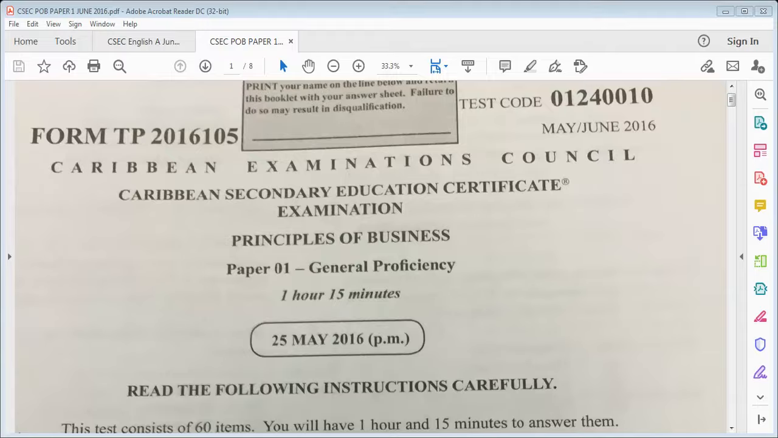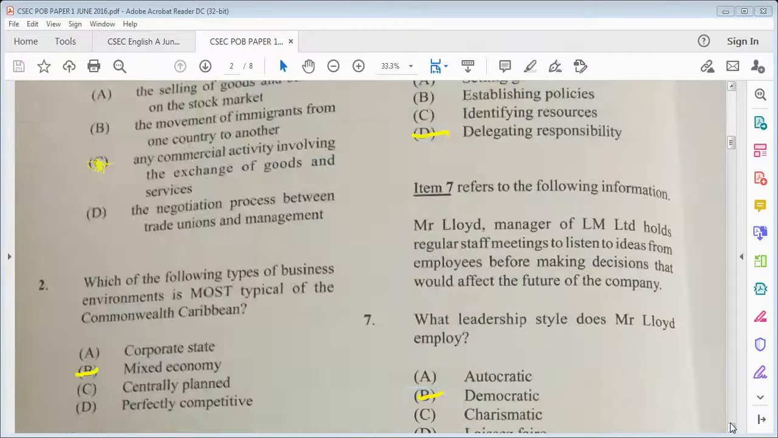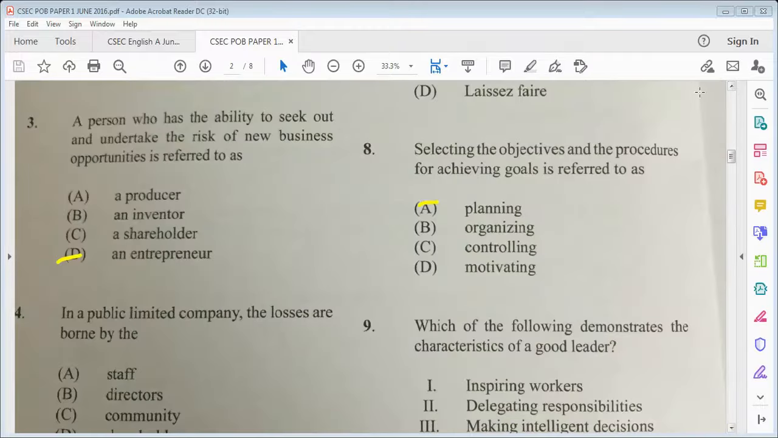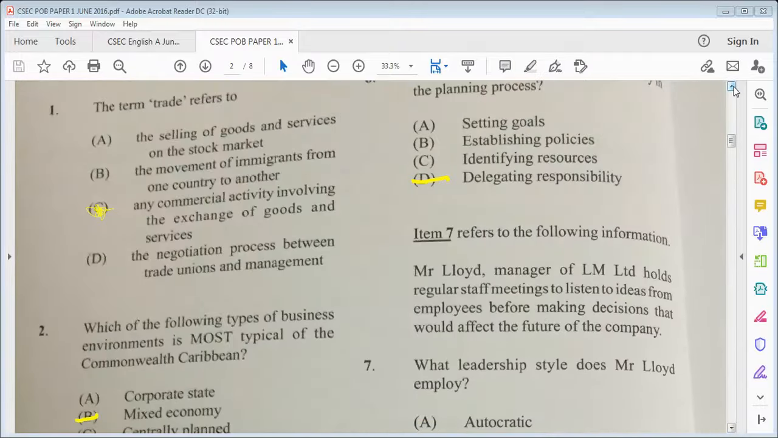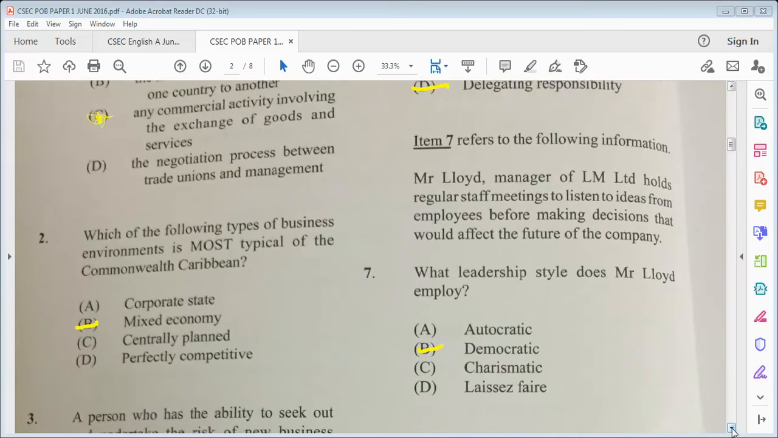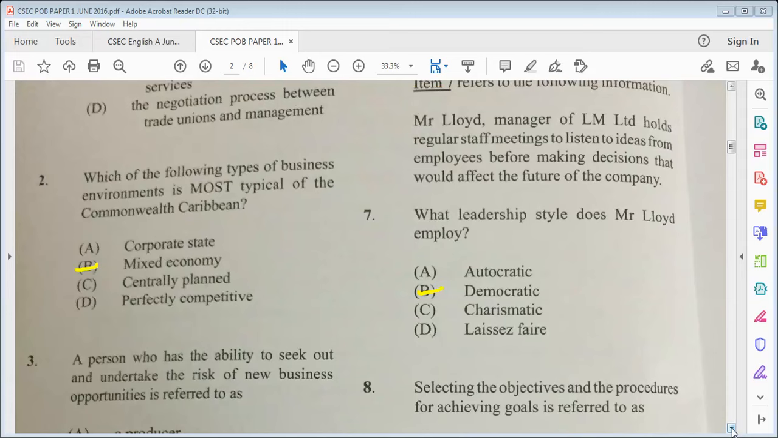So let us get into this May-June 2016 paper. The first question says, the term trade refers to C. Any commercial activity involving the exchange of goods and services. 2 says, which of the following types of business environments is most typical of the Commonwealth Caribbean? We know it is B. Mixed economy.